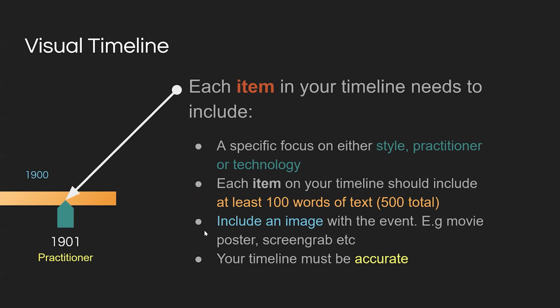In your timeline, you also want to include an image with the event, such as a movie poster, a photo of your practitioner, or maybe a screen grab of a film. So just a bit of a visual artifact to accompany the item. In week 4, when we look at augmented intelligence, which is used as part of this project, I'll show you how to include an image. And funnily enough, your timeline also needs to be accurate.